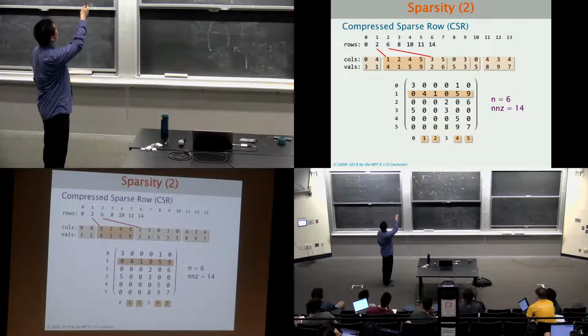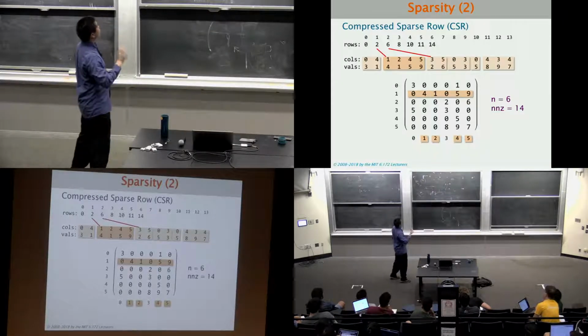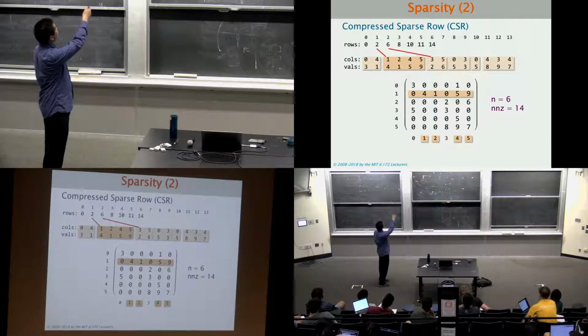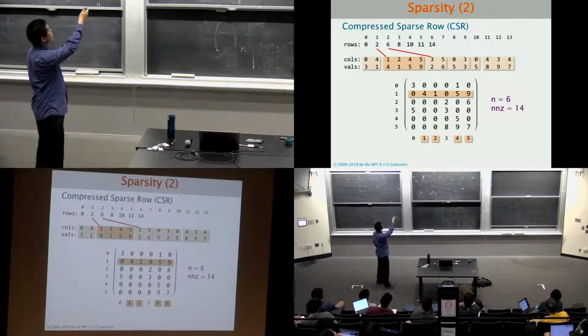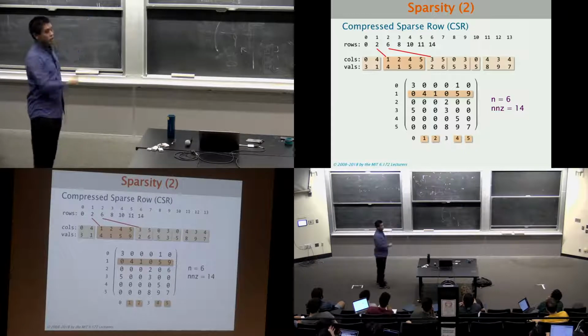So if we take row 1, for example, we have rows of 1 is equal to 2. That means I start looking at the second entry in the cols array, and then now I have the indices of the non-zero columns in the first row. So it's just 1, 2, 4, and 5. These are the indices for the non-zero entries. And then I have another array called vals. The length of this array is the same as the cols array. And this array just stores the actual values at these indices. So the vals array for row 1 is going to store 4, 1, 5, and 9, because these are the non-zero entries in the first row.